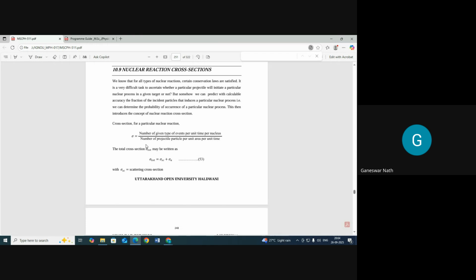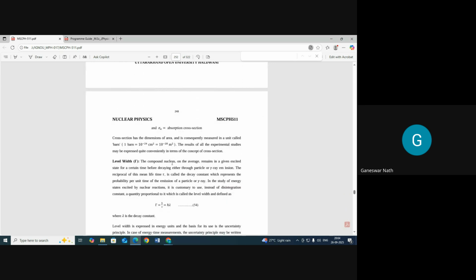See, sigma is equal to the number of given types of events per unit time per nucleus, divided by the number of projectile particles per unit area per unit time. So this simple ratio gives rise to the scattering cross section. The total scattering cross section is due to scattering as well as absorption.